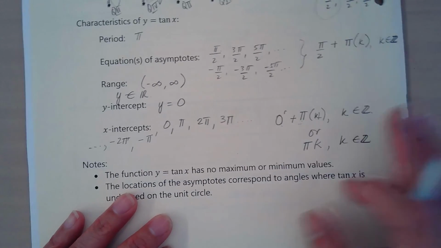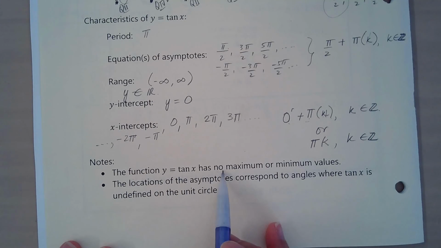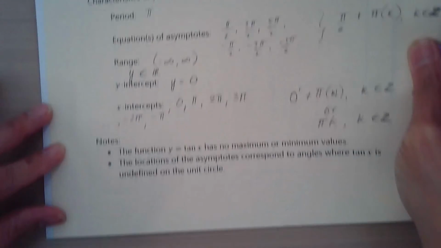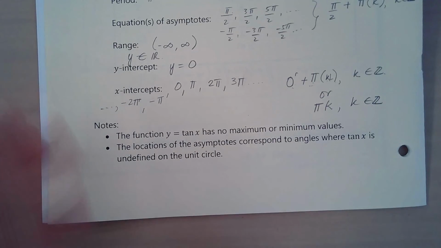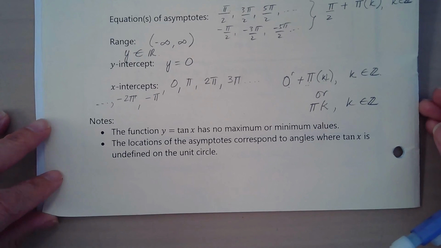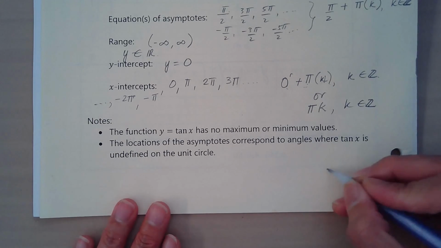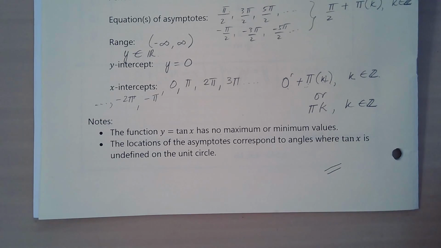Okay, so special notes here: the function y equals tan of x has no maximum or minimum values because it goes from positive infinity to negative infinity. And the locations of the asymptotes are where tan is undefined on the unit circle, whereas cos of x cannot equal 0. Okay, well, that's the end of that.